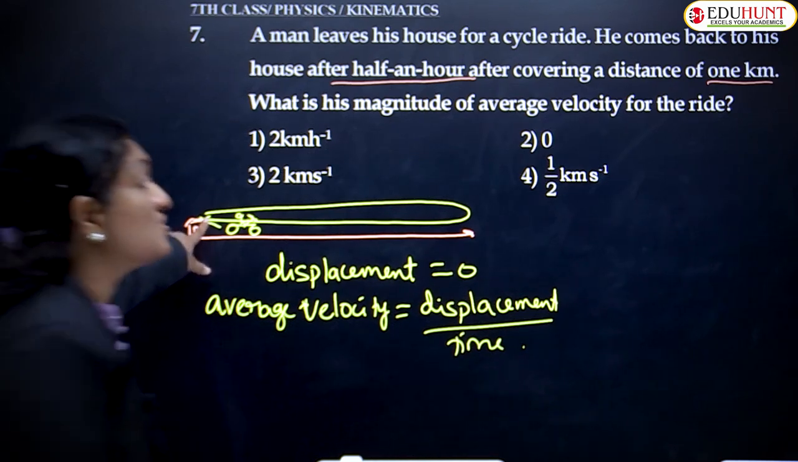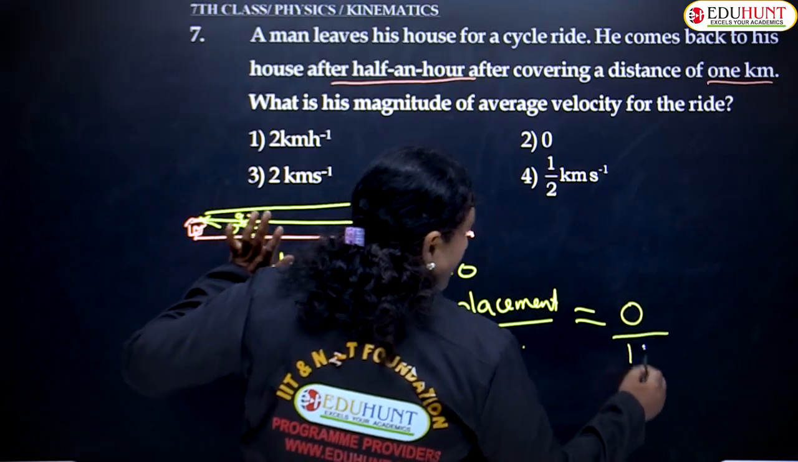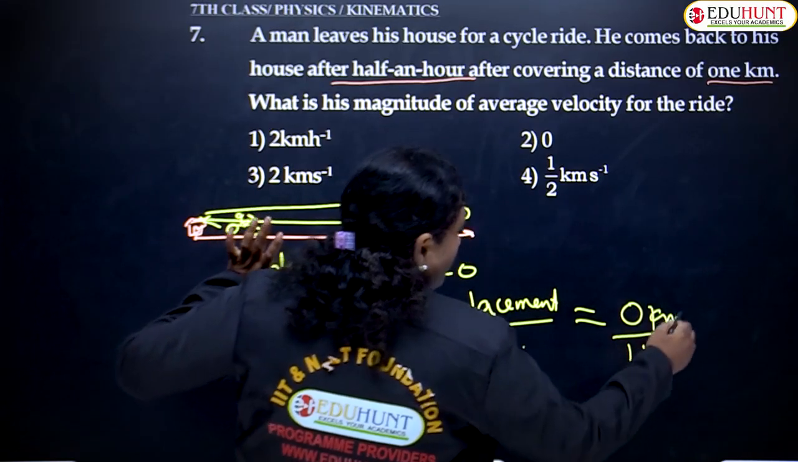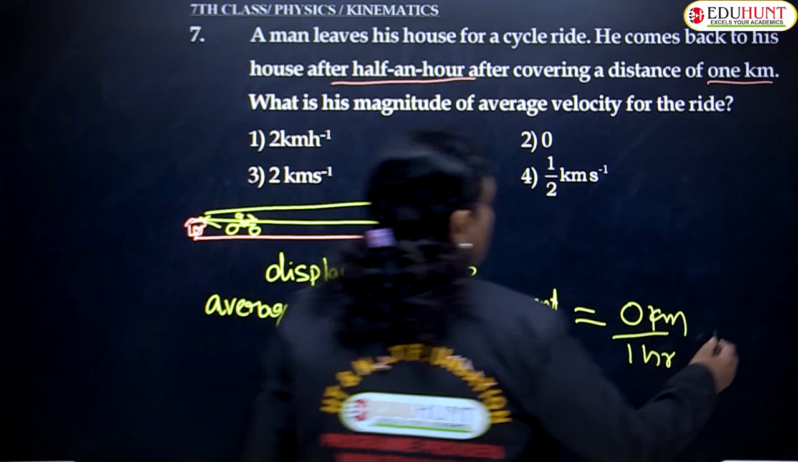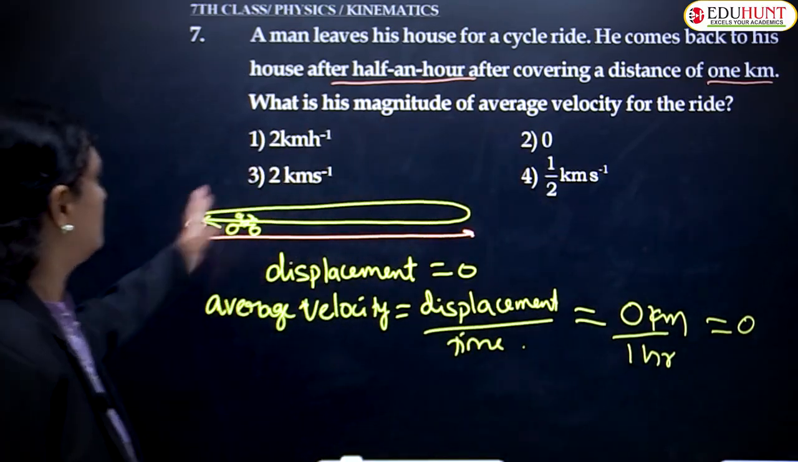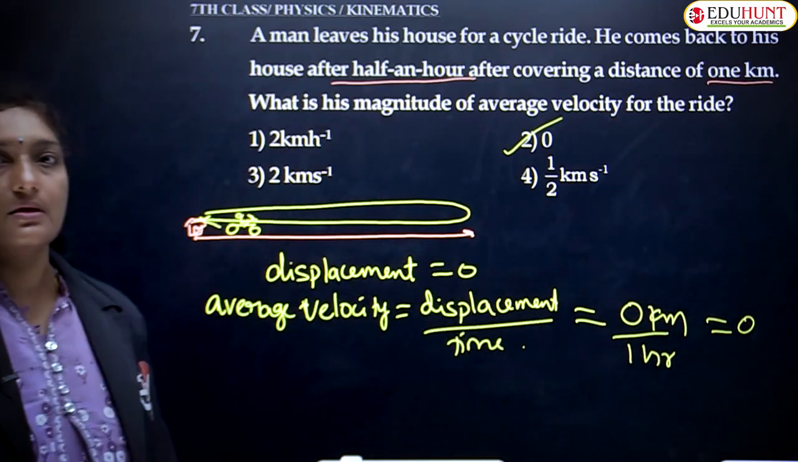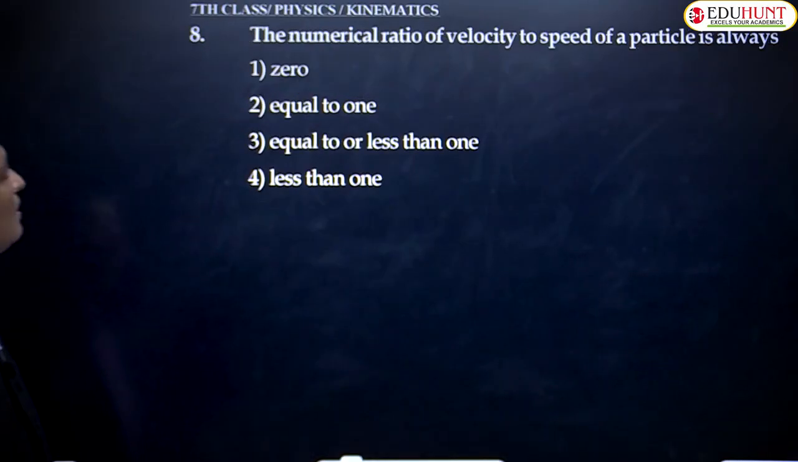So displacement is 0. So 0 divided by time, how much have they given? 1 hour. 0 kilometers per 1 hour. So the answer is 0. That's all. 0 kilometers per hour. So the answer would be the second option. Okay, so moving ahead, question number 8.